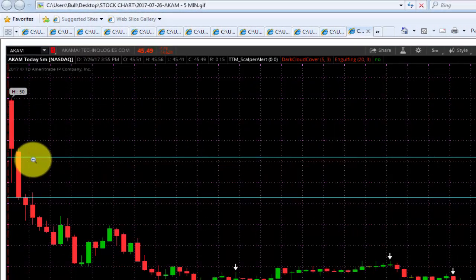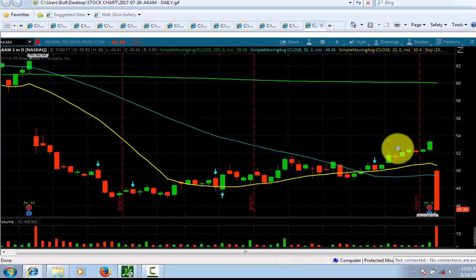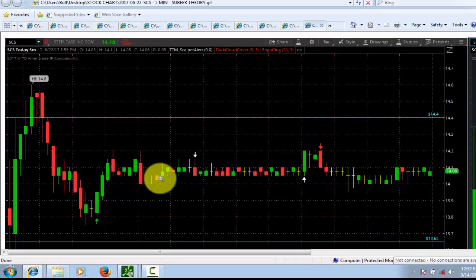Next is AKAM. Entry was $48.61. Stop loss was 50, which is close to 3%. Exit was 47.61, made a profit of 2%. The pre-market of AKAM, there was a support here. Daily of AKAM, satisfying all the criterias on daily. The next one is SCS. Entry was $13.65 down here. Stop loss was $14.15, making it more than 3.5%. I covered my short at $14.15, making a loss of more than 3.5%.